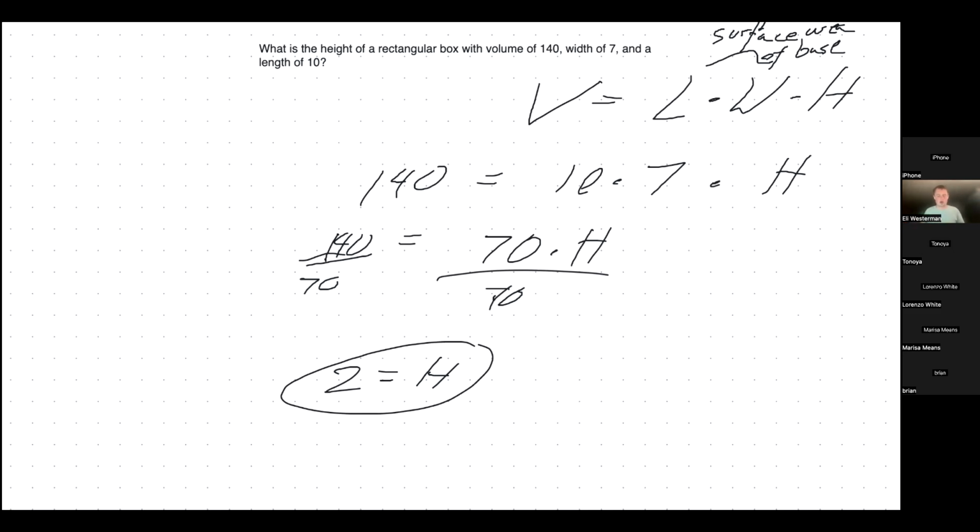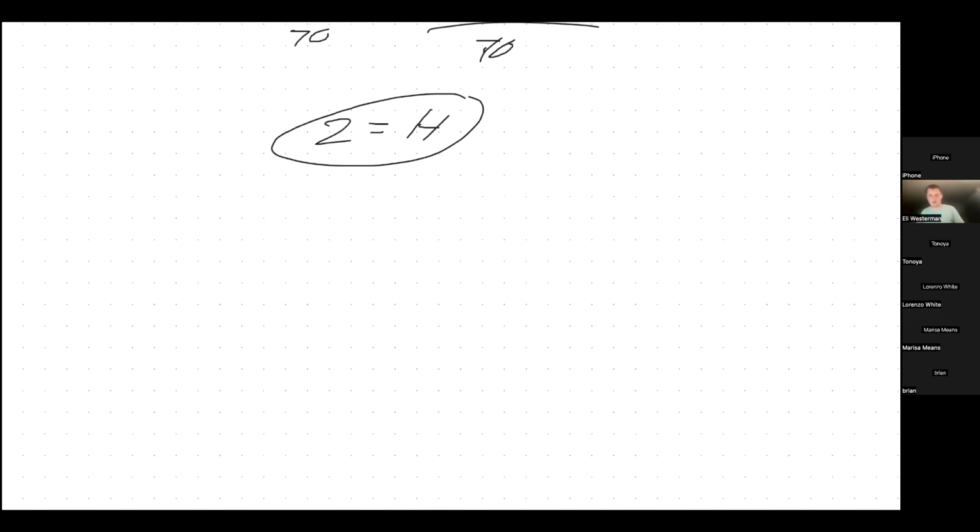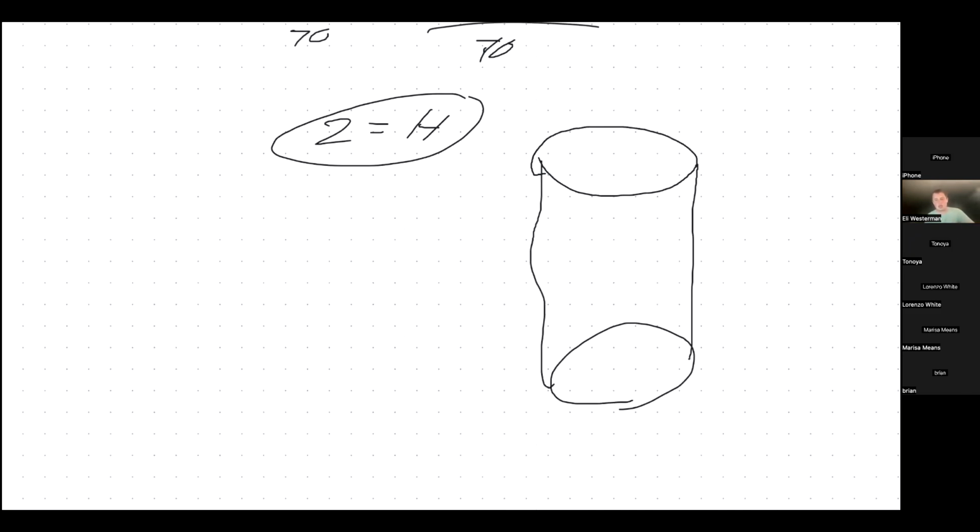So let's now say we've got a water tower that for some reason looks like this. It's 100 feet high, and the radius of the base is 5. So we've got to find the area, and then we've got to multiply that by the height.